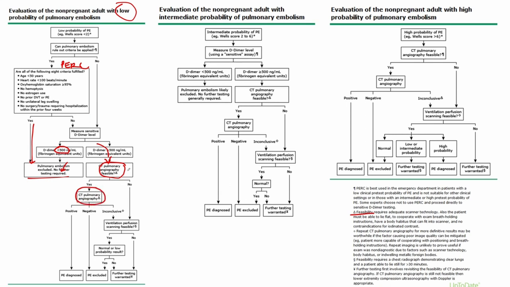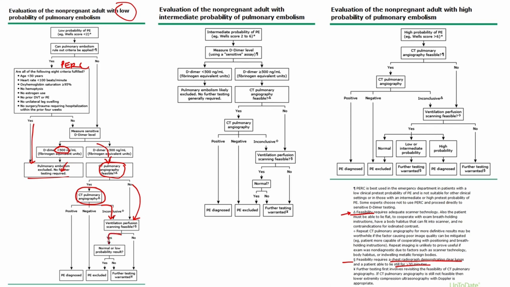If you have any contraindications or it's not feasible for you, you can move on to having a VQ scan. Same thing here. If the CTA is inconclusive, we move on to the VQ scan. Now, VQ scan also has feasibility requirements. It requires that a chest X-ray is negative. It has to be clear or else you can't get accurate results with the VQ scan. And the patient has to be able to lie still for 30 minutes. If it's feasible, we have the VQ scan done.